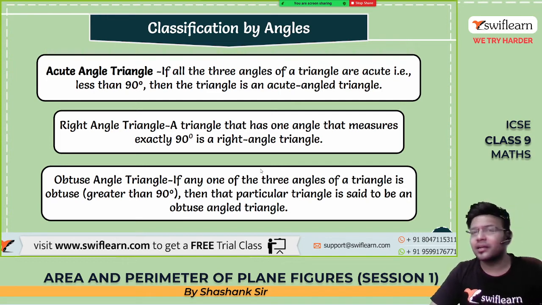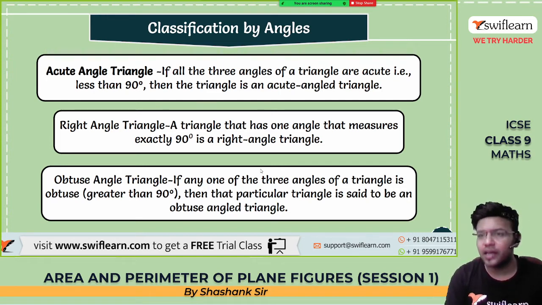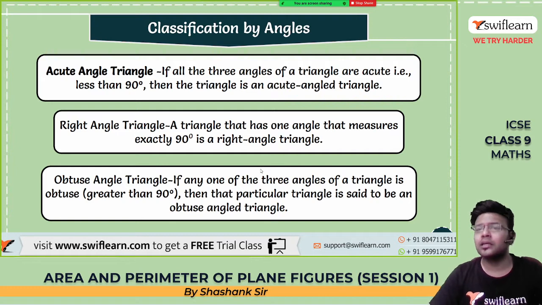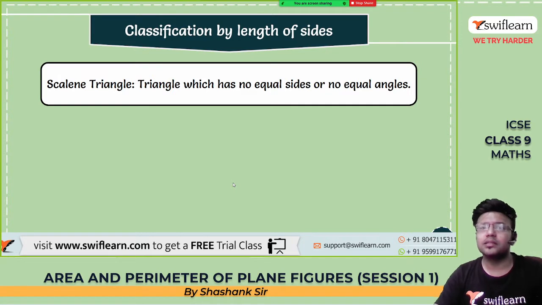What is an acute angle triangle? If all the three angles of the triangle are acute, that is less than 90 degrees, then the triangle is an acute angle triangle. A triangle that has one angle measuring exactly 90 degrees is a right angled triangle. One of the angles should measure exactly 90 degrees. And what is an obtuse angle triangle? If any one of the three angles of a triangle is obtuse, that is greater than 90 degrees, then that particular triangle is said to be an obtuse angle triangle.